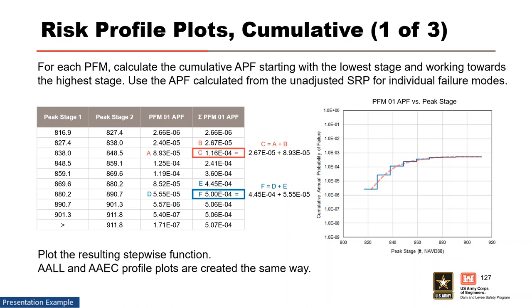Technically, the plot is supposed to be plotted in a stepwise fashion, but that can be a bit of a hassle. If you have enough partitions, you can just plot the cumulative APF at the midpoint of the loading intervals. It will communicate essentially the same information, but it's much easier to create.